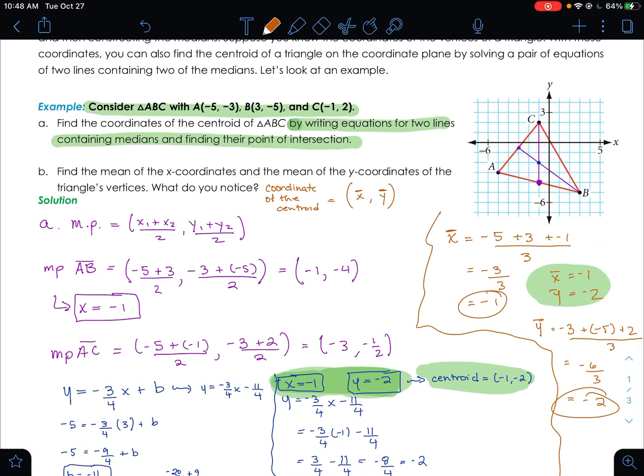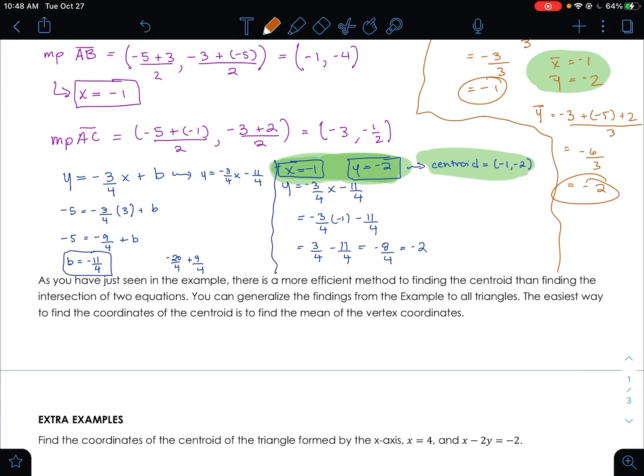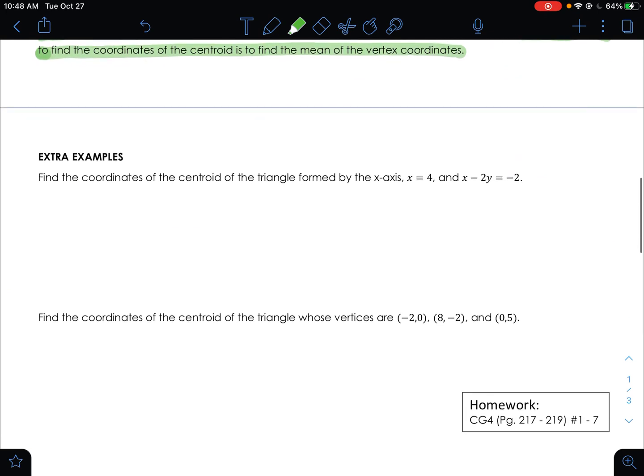coordinate of the centroid. So what we just looked at and what we just saw is that there is a much more efficient method to finding the centroid than finding the intersection of two equations. Okay, so we can generalize that and we can use this for any type of triangle. So the easiest way to find the coordinates of the centroid is to find the mean of the vertex coordinates. So let's take a look at a few other problems.